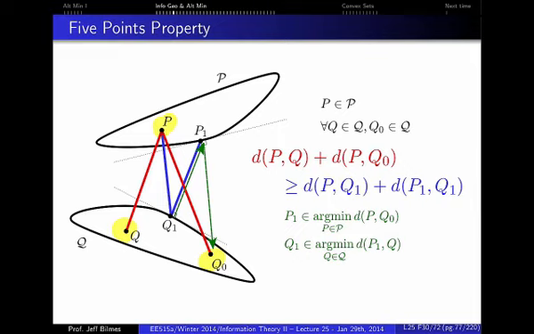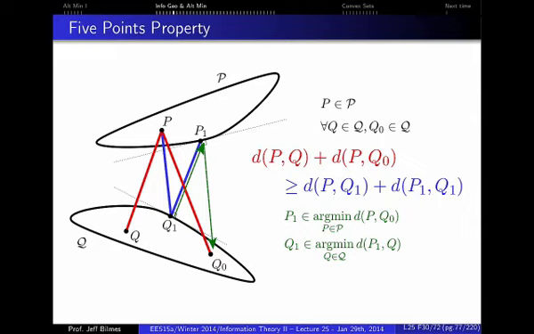So the first distance is basically this sum: d of PQ, which is this, plus d of P Q naught, which is this. We're just summing up those red distances, currently outlined in yellow and orange. So that's just given. The sum of those two distances has to be greater than or equal to the following. First of all, the next thing we do is the optimization.